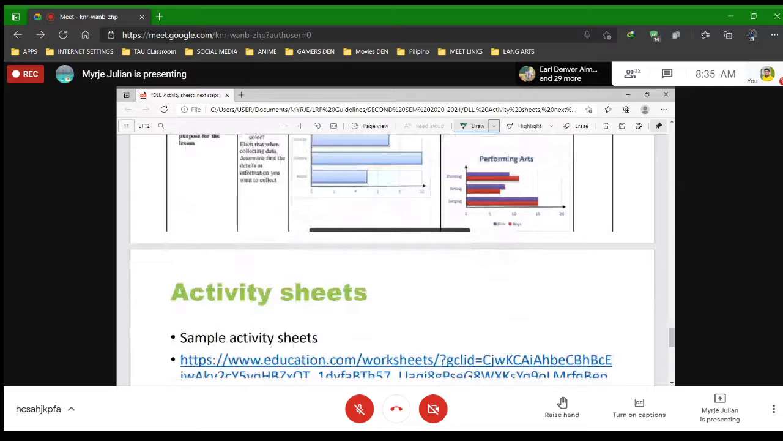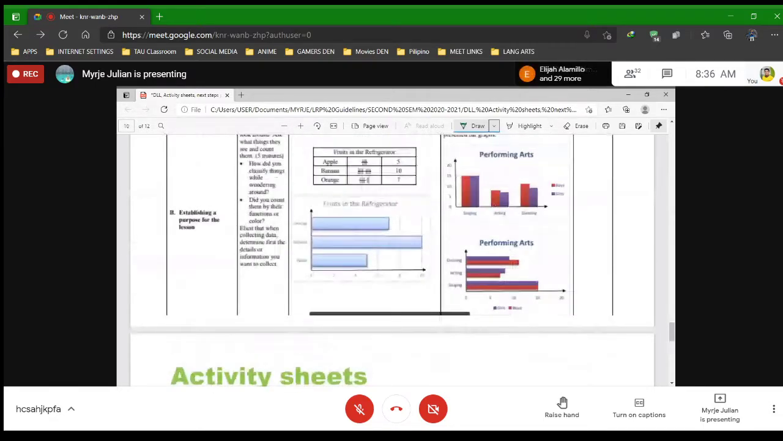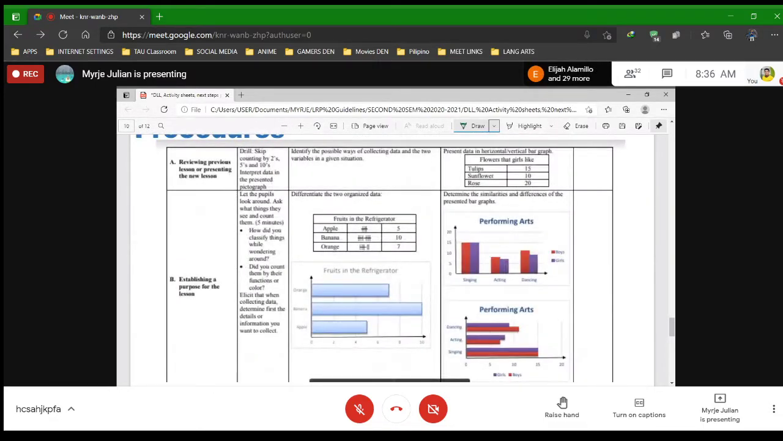Okay, so before we move, meron ba kayong gustong i-clarify or meron ba kayong gustong itanong before tayo mag-move doon sa next slide natin?